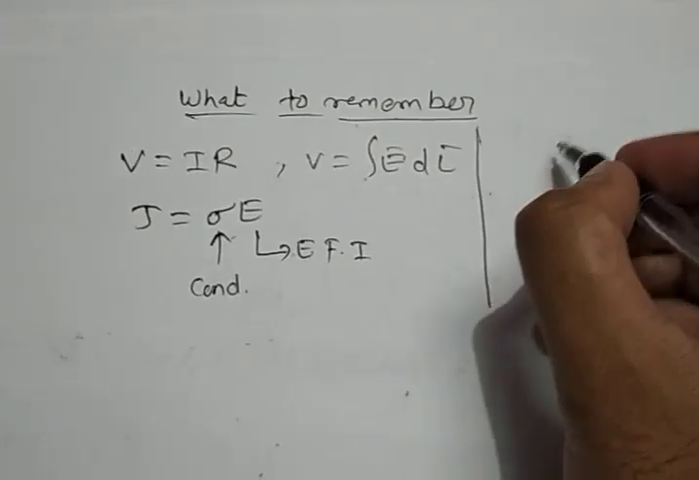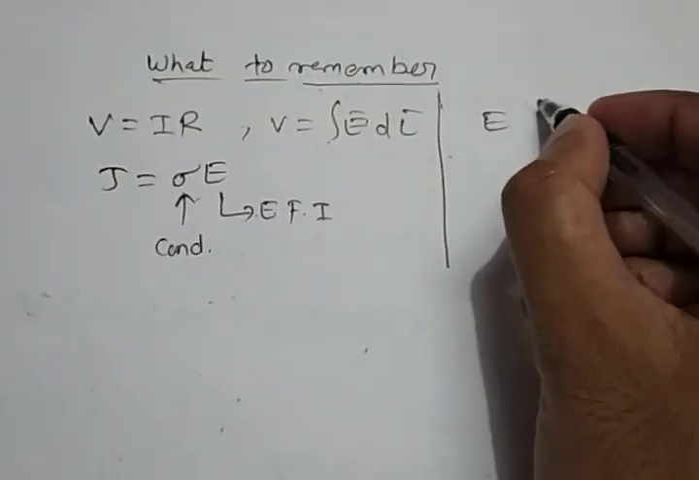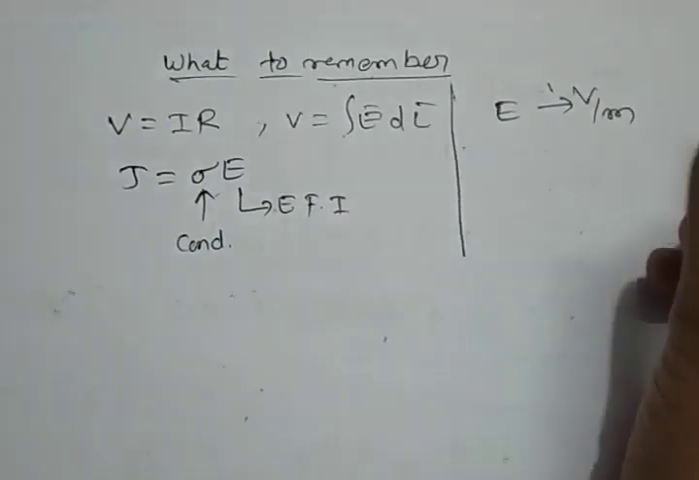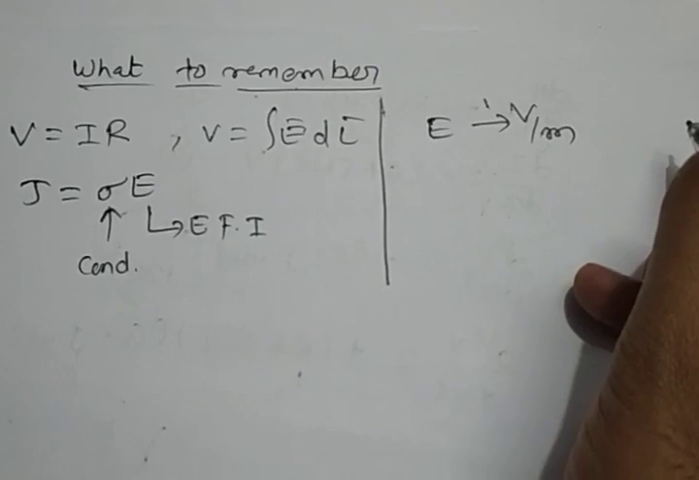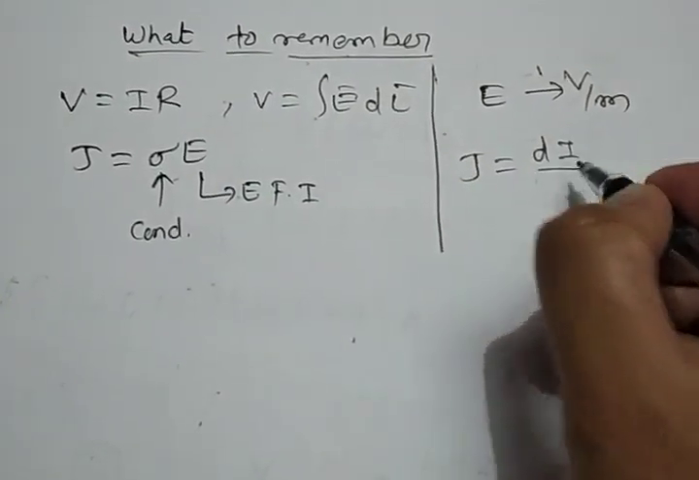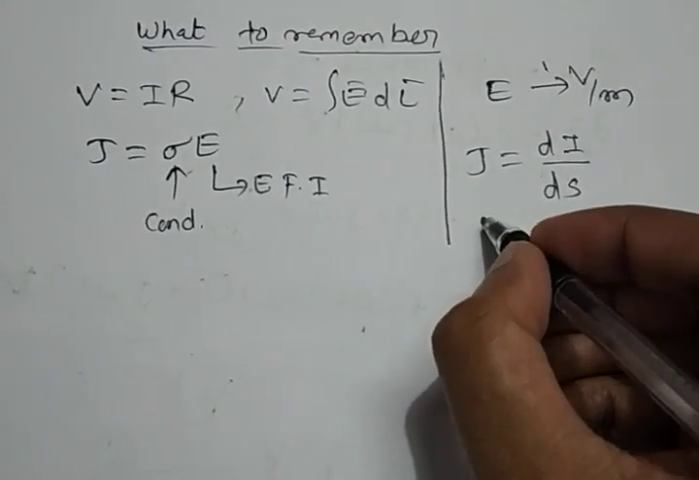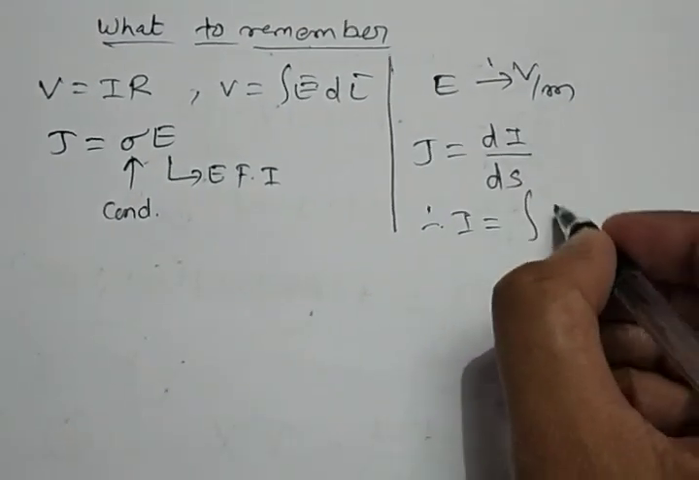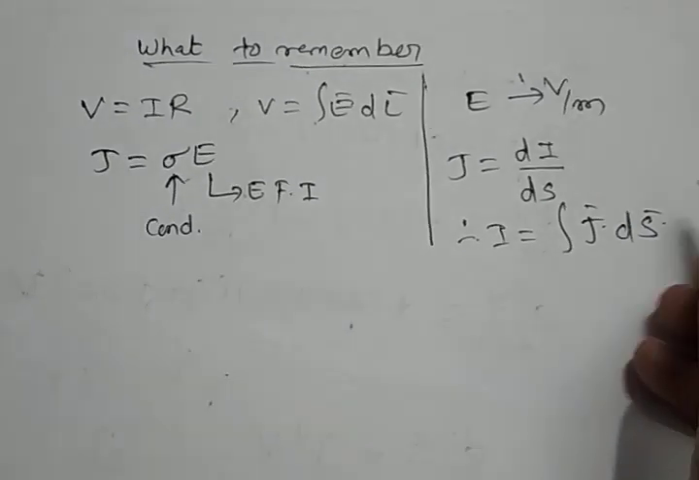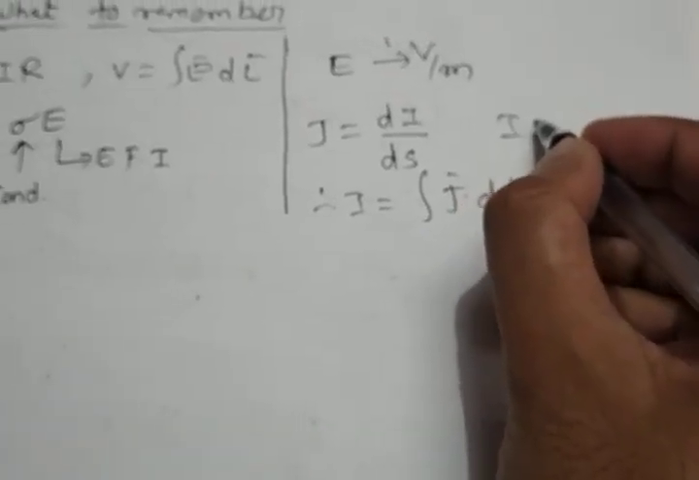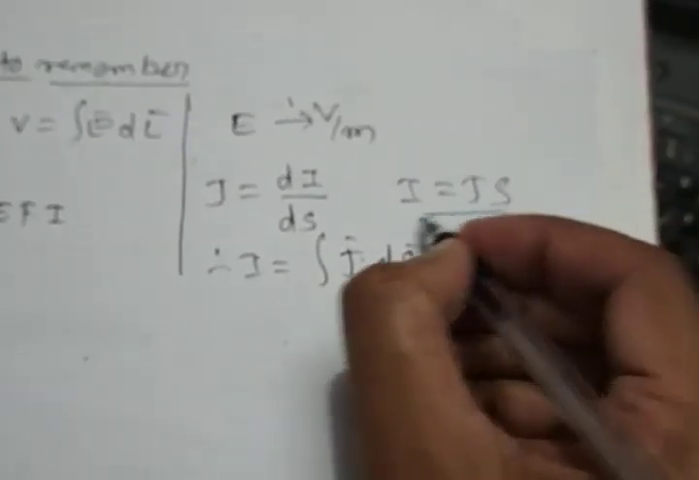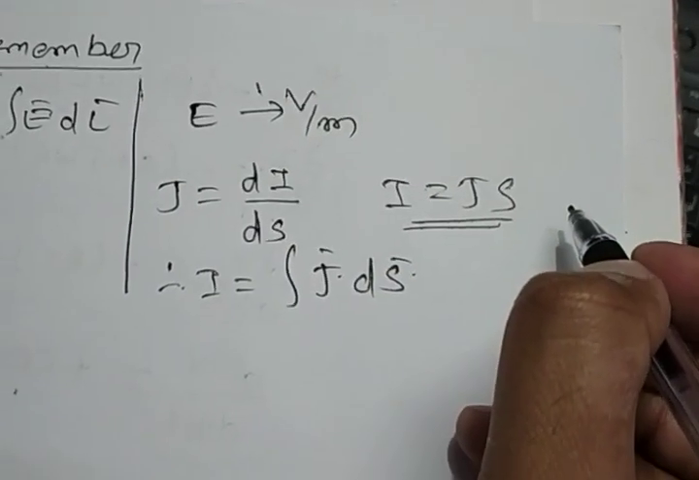We have to remember the unit of electric field intensity is volts per meter, and we know that J is equal to, say, dI by dS, hence I is equal to the integral of J bar dot dS bar, or simply we can have a relation between I and J: I is equal to J S.